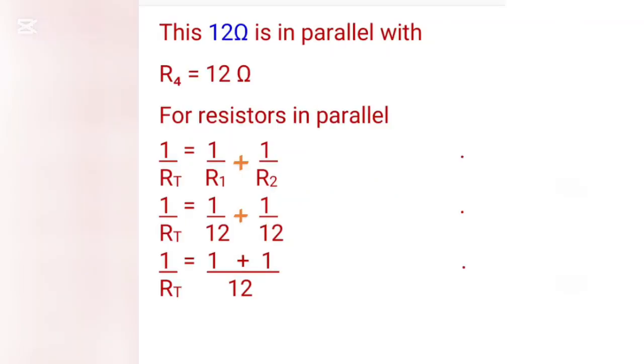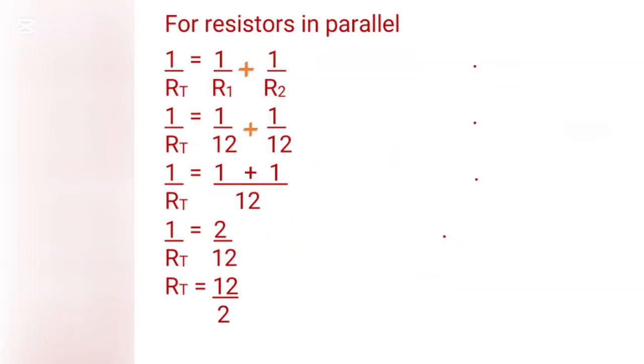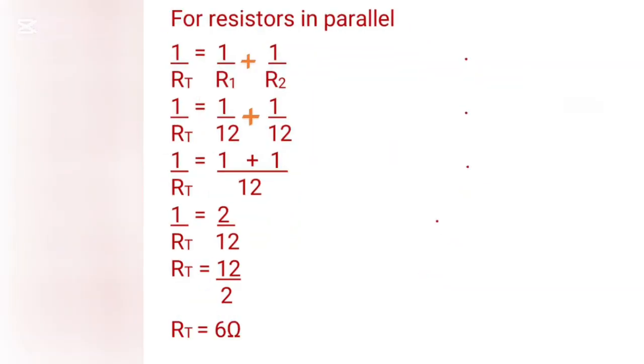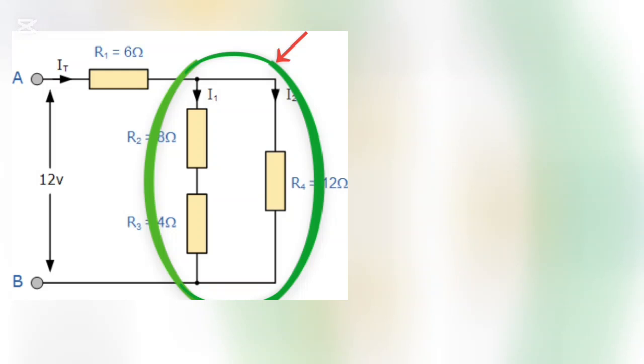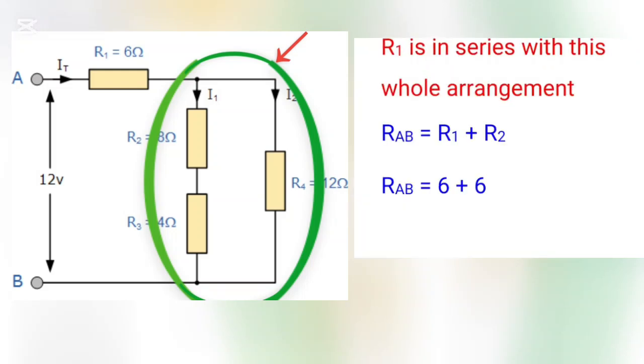The LCM is 12. 12 going into 12, 1. 12 going into 12, 1. 1 plus 1 will give us 2. 1 over R is equal to 2 over 12. Therefore, R is equal to 12 over 2. R is equal to 6 ohm. R1 is in series with this whole arrangement. Therefore, R is equal to 6 plus 6, which is equal to 12 ohm.